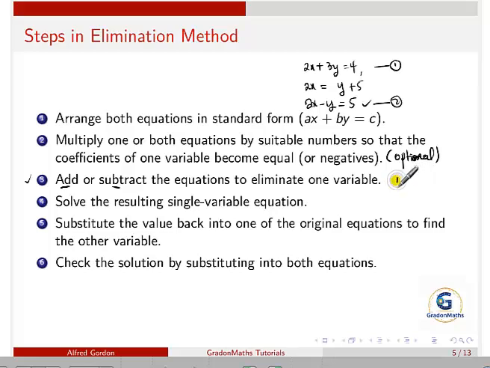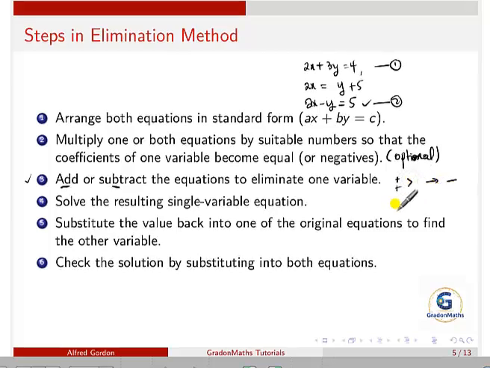So either they are positive, positive. When they are positive, positive, then we subtract the two equations. And when they are negative, negative, meaning they have the same sign, we also subtract. However, when they have opposite signs, then we add. I think we will find that in the examples we shall discuss.